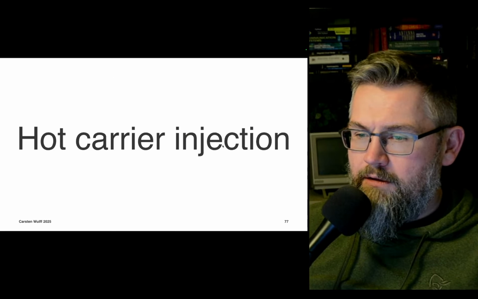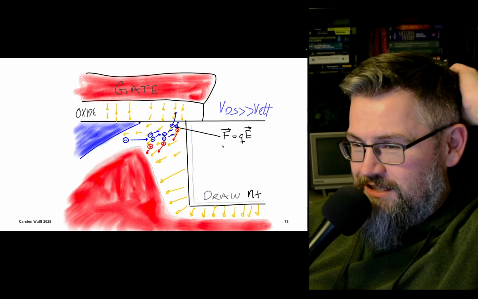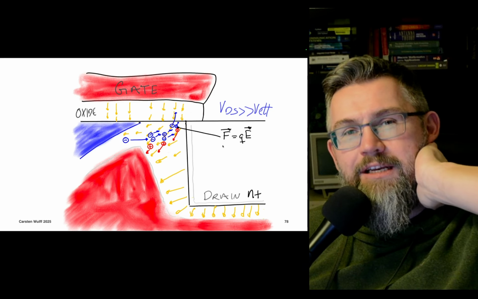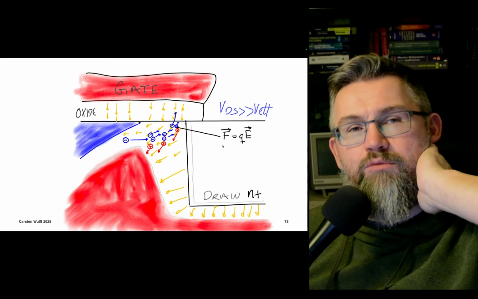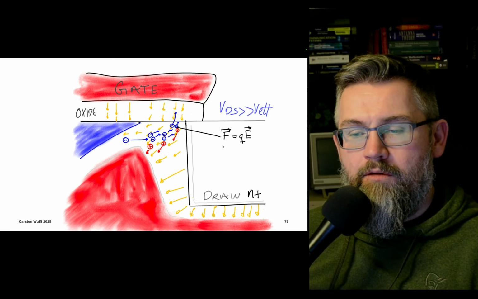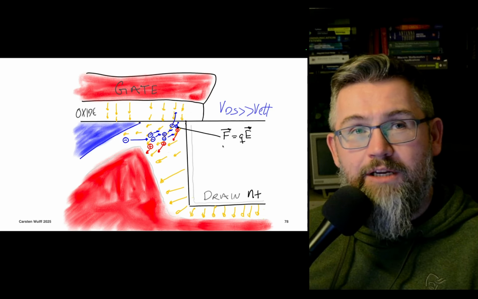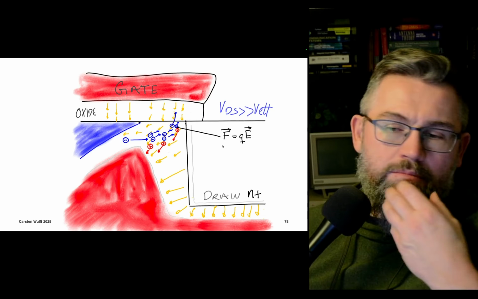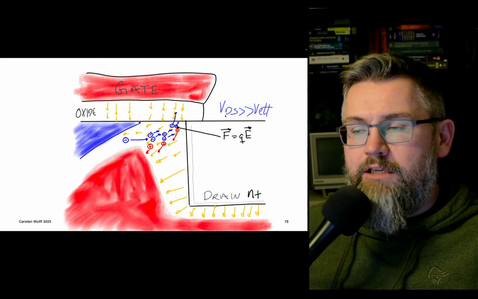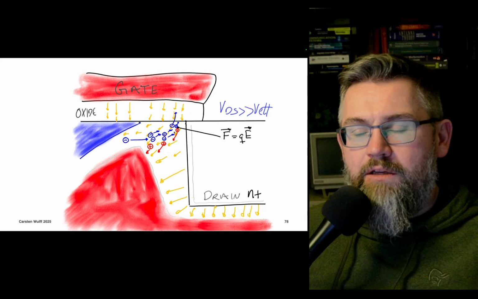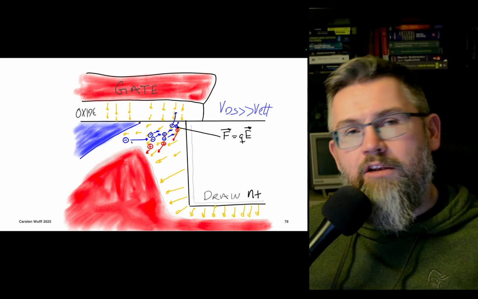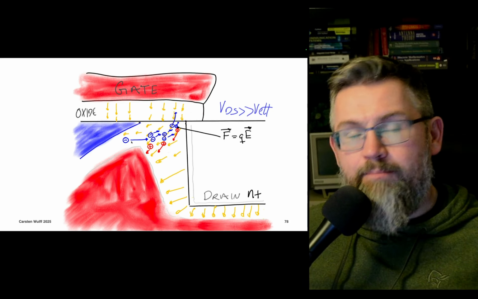And one more: hot carrier injection. These are the bad things that can happen to your transistor. This is the reason why the voltage on leading-edge processors is limited to maybe half a volt, or 0.8. As we increase the drain voltage, the field in the depletion region can increase so much that we can get what's called impact ionization.